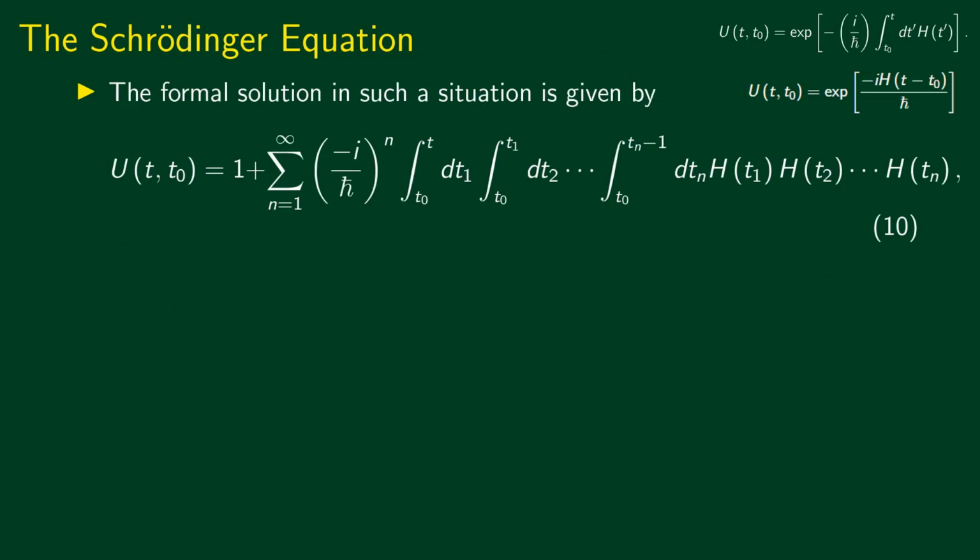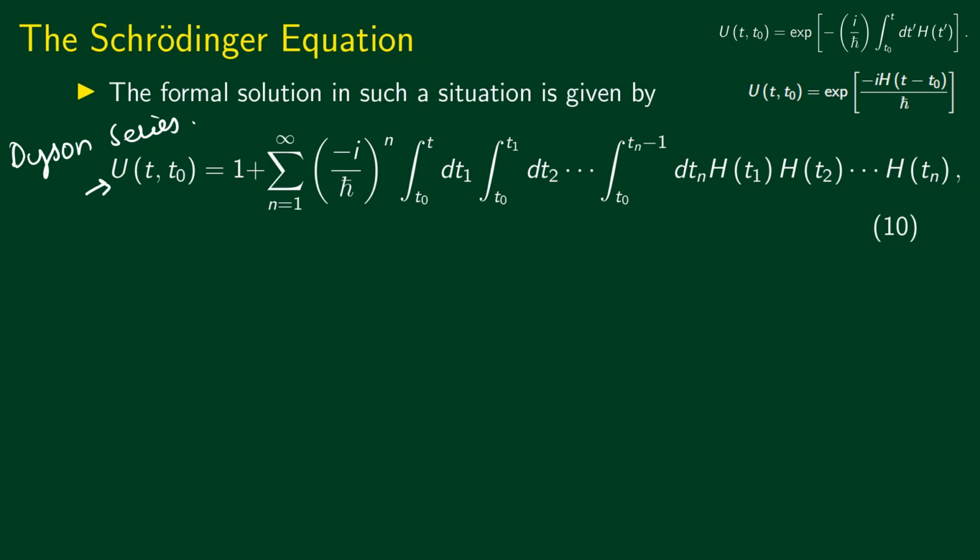The formal solution in such a situation is given by this power series. This power series has a name. It's often called the Dyson series. Now, here we shall not see how this power series can be obtained. I think we'll be doing it in one of our later classes when we discuss what's called the interaction picture of time evolution. Over there in a slightly different context, we'll see how such a series can be obtained. The only thing we'll do here is to check whether this actually solves the Schrödinger equation.